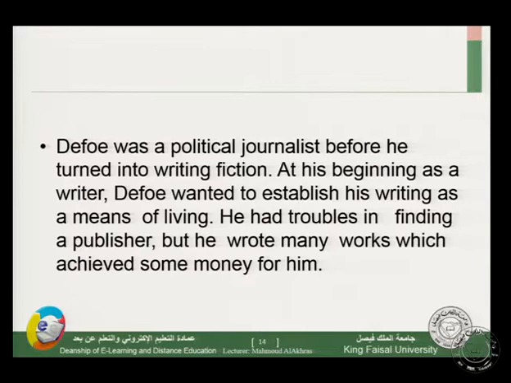Defoe was a political journalist before he turned to writing fiction. At his beginning as a writer, Defoe wanted to establish his writing as a means of living. So it was a kind of job. Writing is a kind of job. He wrote for the sake of getting some money. This is an explanation of this.